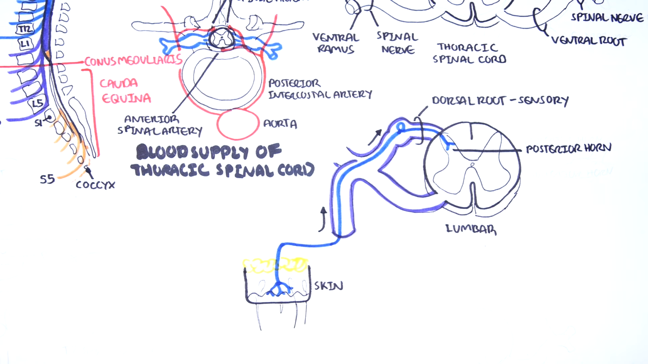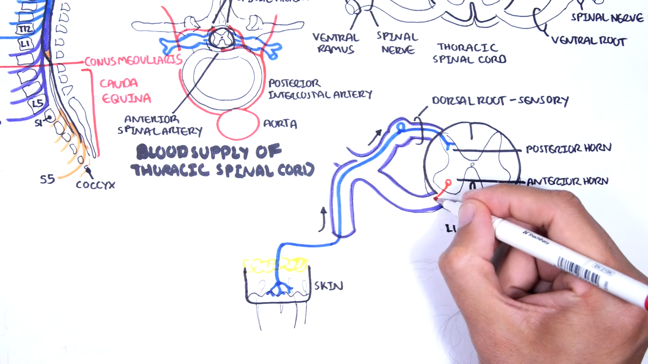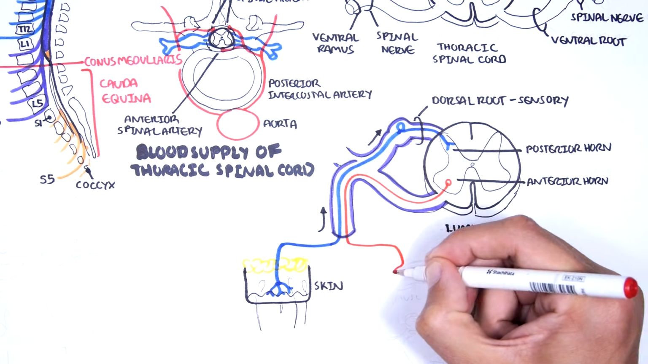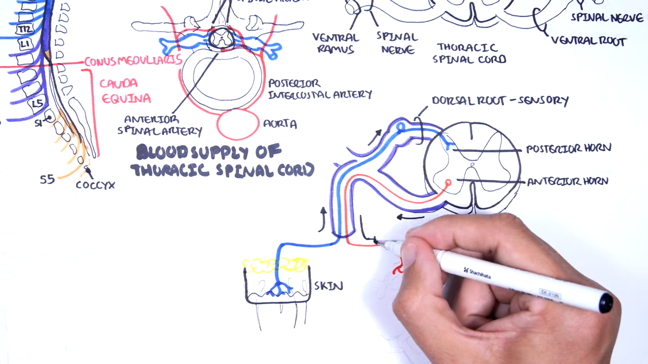The anterior horn of the spinal cord is where the lower motor neurons arise, and they will exit the spinal cord through the ventral root and target an effector organ, for example, the muscle.